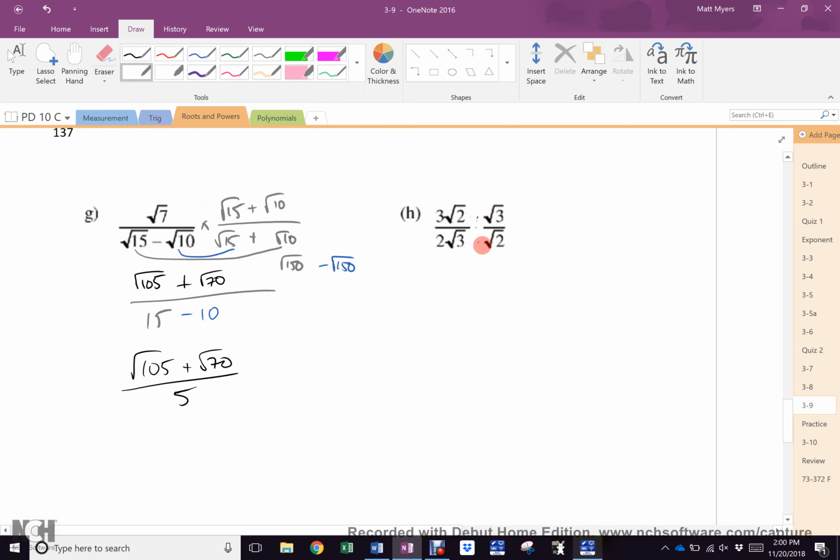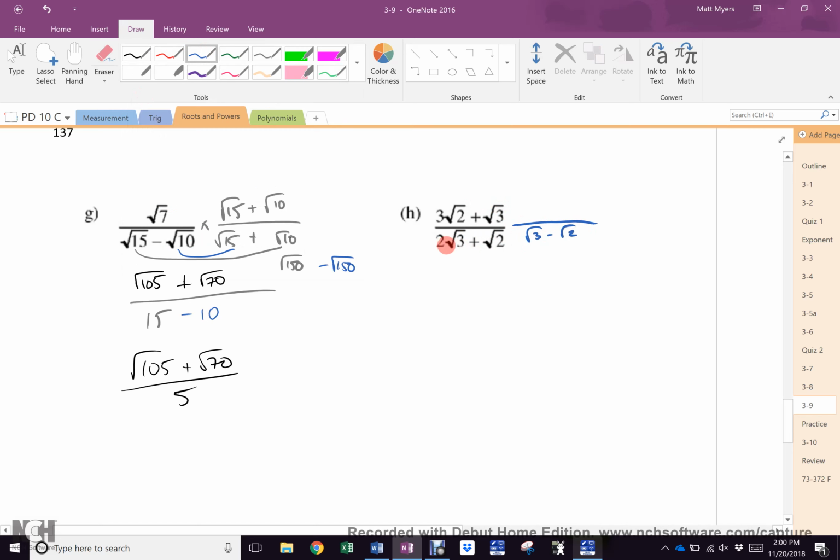If none of this were here, what would I have to do to get rid of that root 3? I would have to times by root 3. Agreed? So what do you think I need to multiply by here? Root 3 minus root 2 is what you think will work, yes?